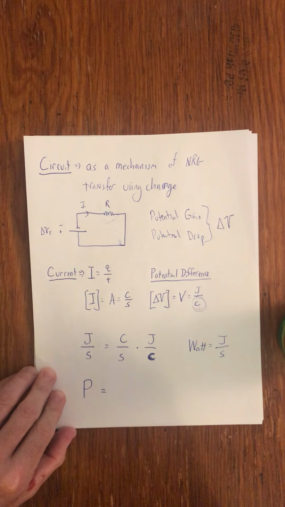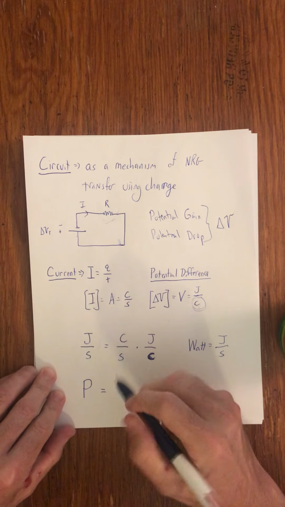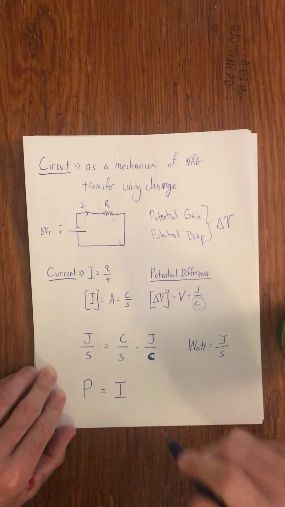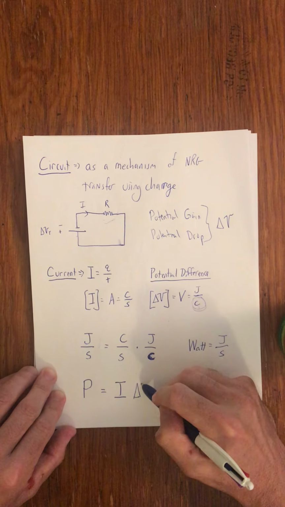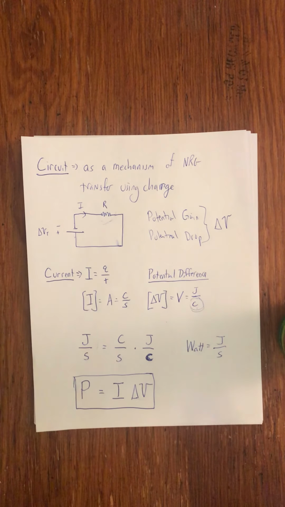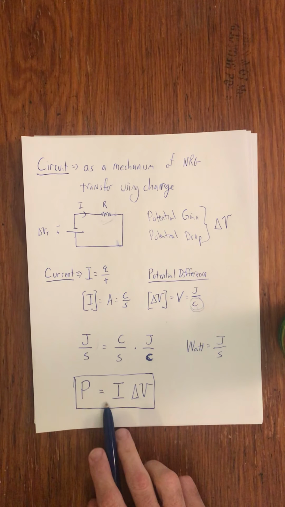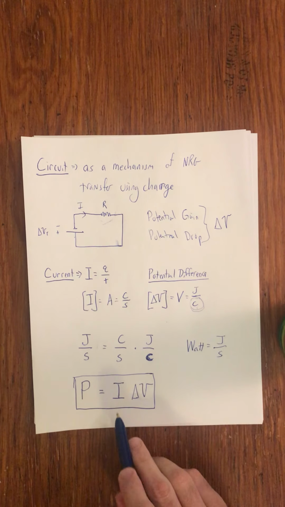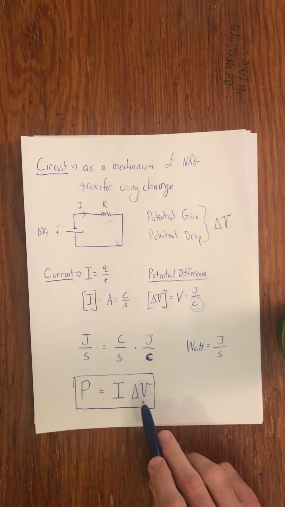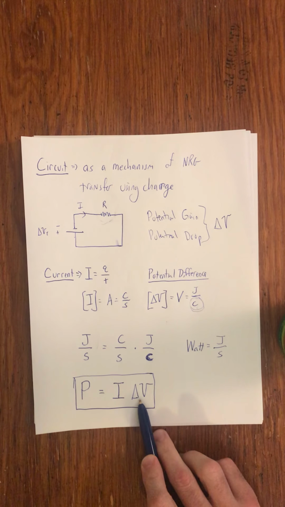So what must this be? This must be power measured in watts. So what's power in the electrical sense? It's a coulomb per second, which is the current, times the joule per coulomb, which is the potential difference. And here we go. We have what's called the electrical power equation. Power is equal to the rate at which charge flows through it times the amount of energy delivered per charge.